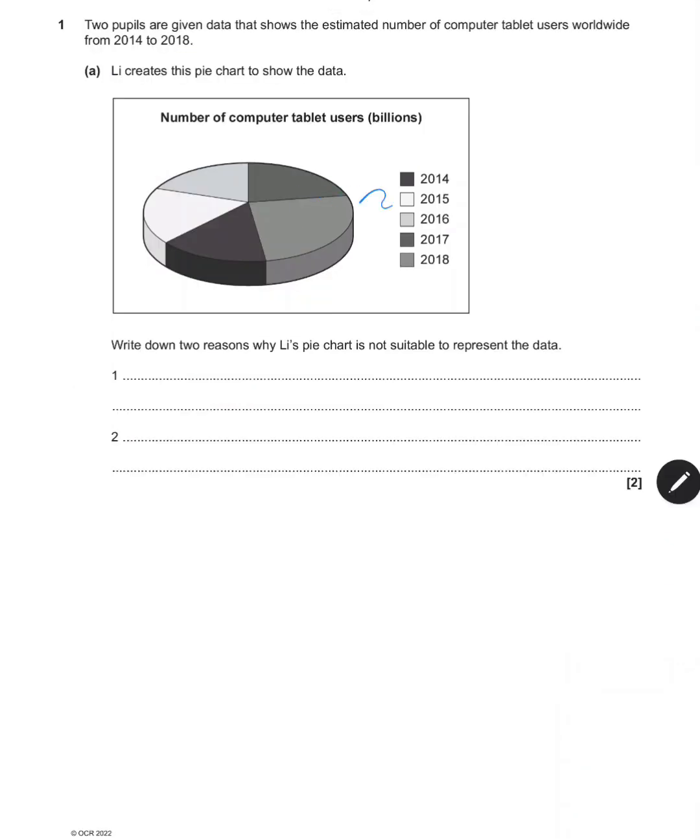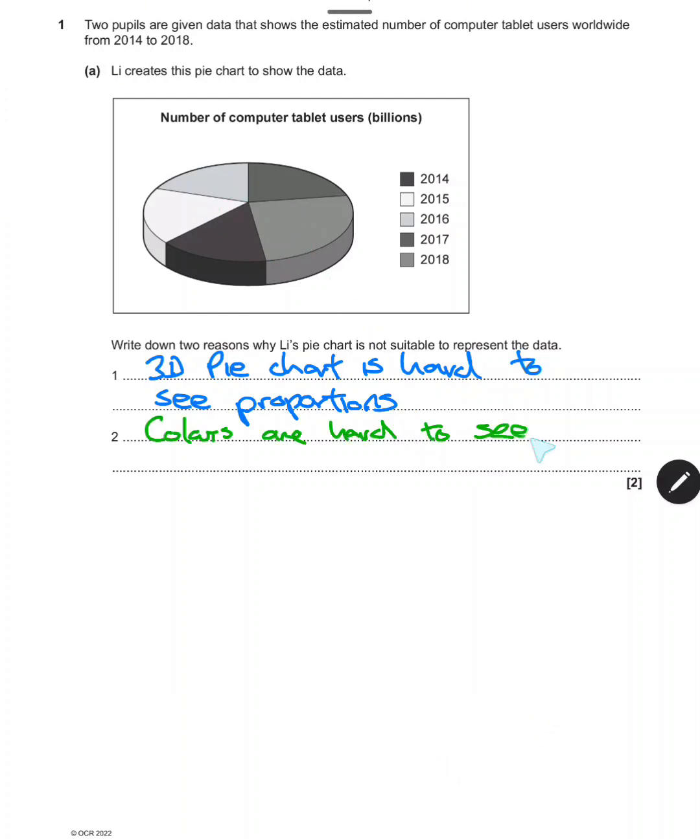So in question 1, we've got a straightforward pie chart question, and we're just asked why this pie chart is not suitable. So there's at least two reasons. The first being the fact that it's three-dimensional makes it hard to see the actual proportions of each part. It's all grey, so it's hard to see which colour is which.